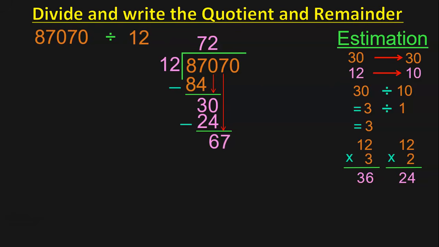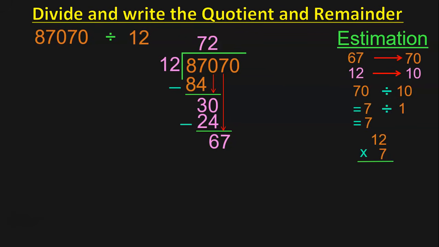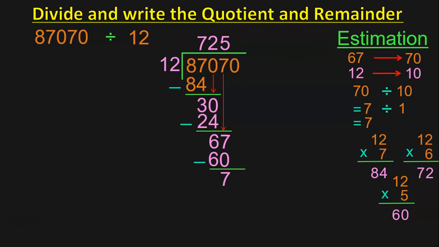67. Now we'll have to find out how many 12s are required to make 67. Round off 67 to the nearest 10 and it will be 70. 12 rounded off to the nearest 10 will be 10. 70 divided by 10 is 7. So we'll have to take the quotient to be 7 and see. 12 into 7 is going to give you 84, which is bigger than 67. So try 12 into 6. 12 into 6 is 72. Even that is bigger than 67. So now we'll have to do 12 into 5. 12 into 5 is 60. So the quotient is going to be 5. 5 into 12 is 60 and the remainder is 7.